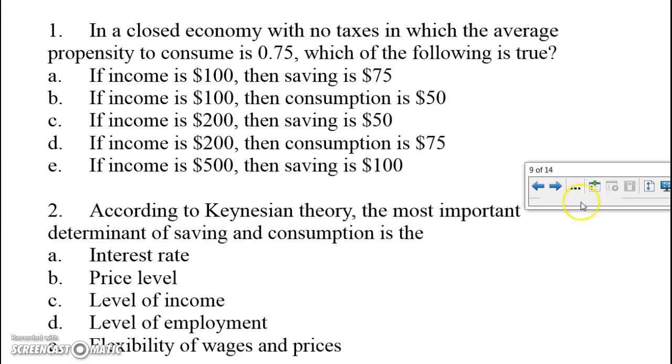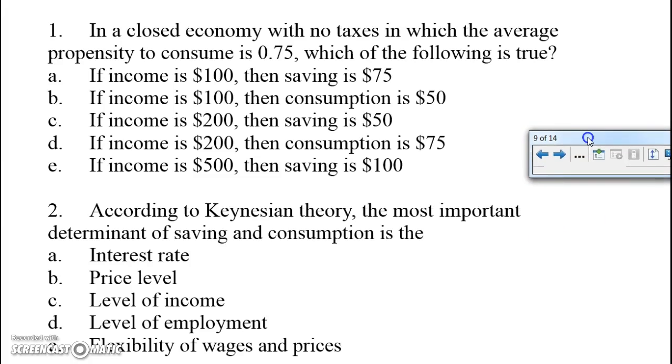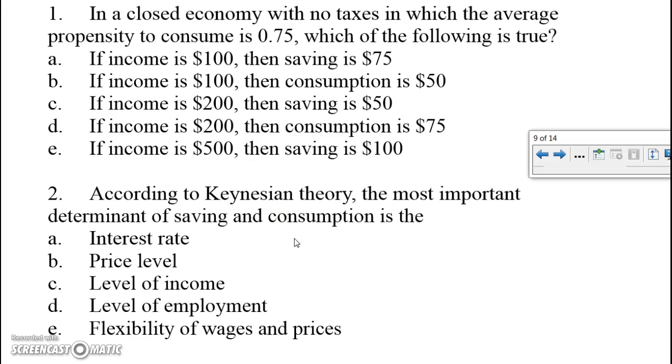All right, here are two questions. Pause, figure out your answer, and then come back and listen. Number one, if the APC is 0.75, then if income is 100, consumption is 75. If income is 200, saving is 50, that is correct, because people save 25% of their income, and 25% of 200 is 50. So that is the correct answer.